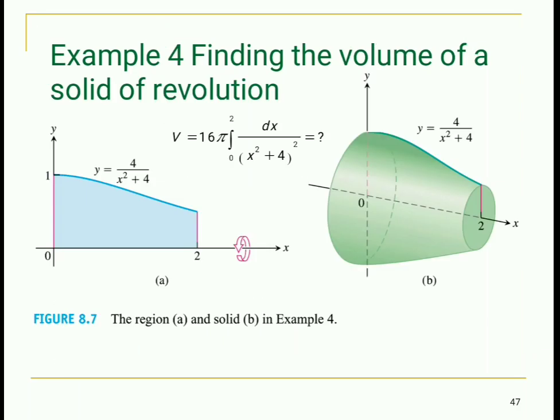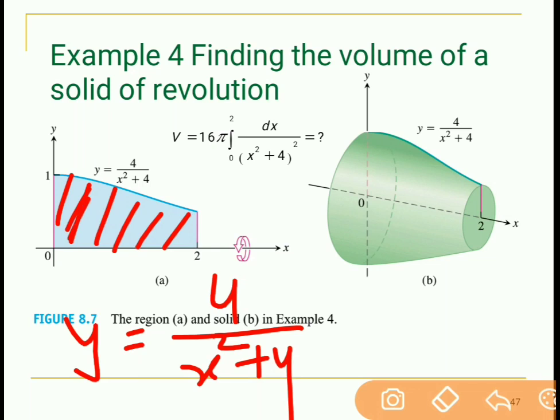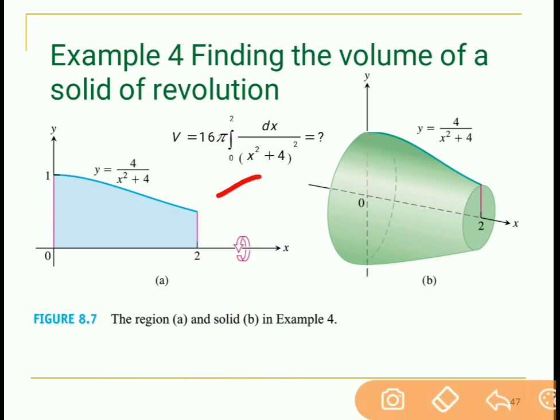Last, example number 4. Find the volume of the solid of revolution. To find the volume of the solid of revolution, we have the function y as a function of x. Y is equal to 4 upon x square plus 4. So we have a shaded area over here, and if this shaded area is rotated across the x-axis, then you will get the required volume. So this shaded area is rotated by 360 degrees so as to get the required volume.